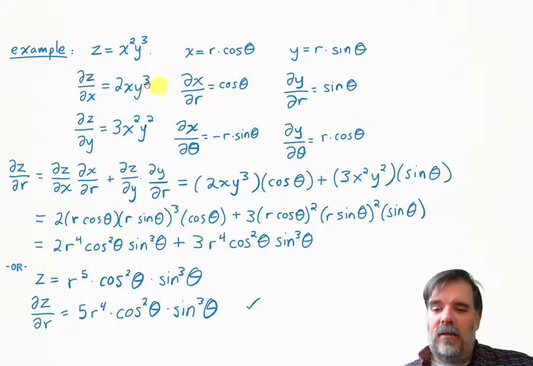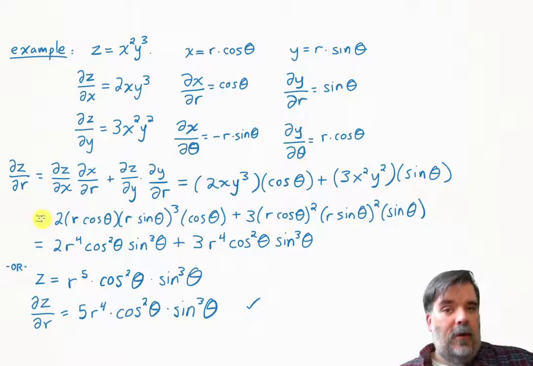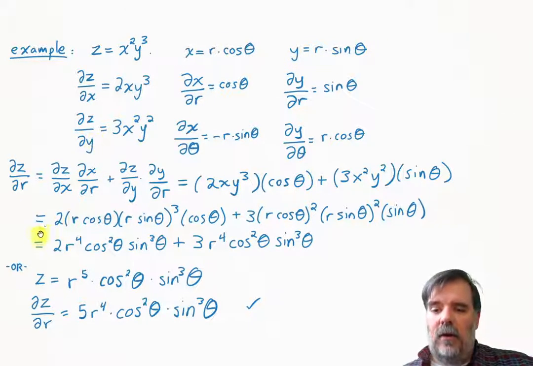Once you have all of these pieces, you can write down the different partial derivatives using the chain rule formula. So to calculate dz dr, that would be dz dx, which is 2xy cubed, times dx dr, which is cosine theta, plus dz dy, 3x squared y squared, times dy dr, which is sine theta. Again, you could leave the answer in this form, or if you wished, you could also put everything in terms of r and theta, right, substituting these expressions for x and y in terms of r and theta.